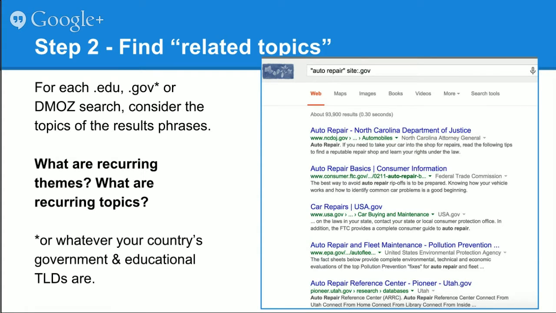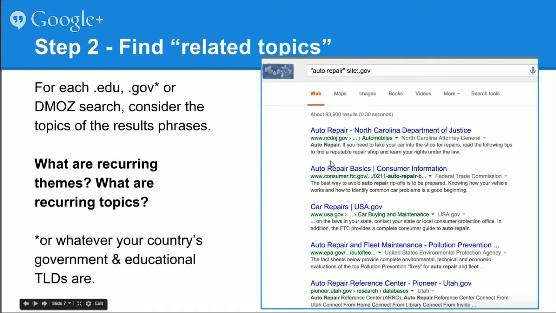Obviously, I don't want to get into a political discussion, but when we see something like the Department of Justice there at the top, we know that's a cue right away that we are in an area where auto repair intersects with law. That's one of the key takeaways for me as a topic discoverer. My task is topic discovery, and that's a huge key for me.